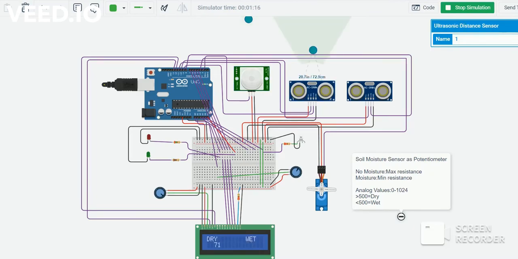Here, when the bin filling level is greater than 150, this indicates that the bin is filled. And for the wet bin, I am increasing the level above 150, so it also indicates that both the bins are filled, as you see in the LCD display. So this is our project.